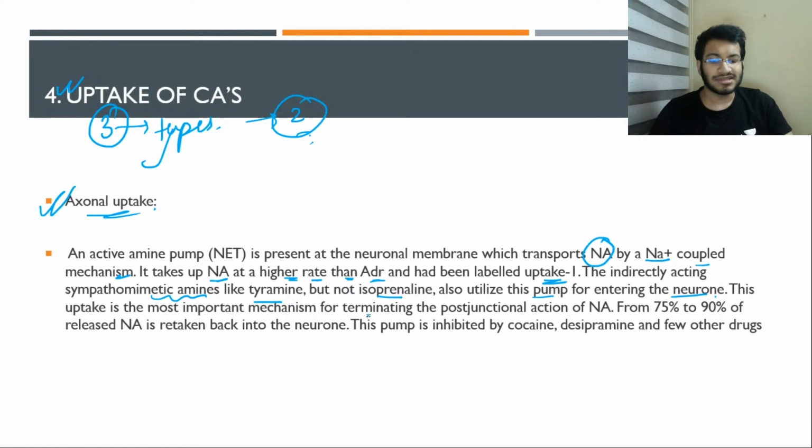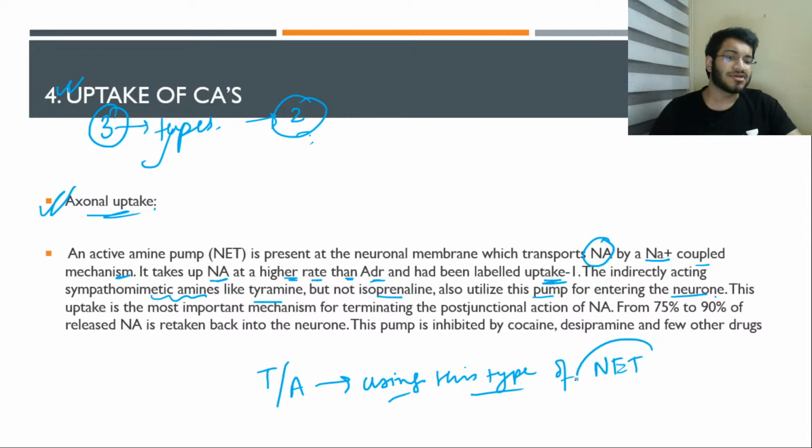So yeah, we have discussed it right now that tyramine or amphetamine will be using this type of NET transporter for their exchange, for the displacement, right? So axonal uptake is having an active amine pump, that is NET, that is present on the neuronal membrane, which transports the noradrenaline by a sodium coupled mechanism. It takes up Na at a higher rate than adrenaline and had been labeled uptake 1. The indirectly acting sympathomimetic amines like tyramine, amphetamine also utilize this pump for entering the neuron.